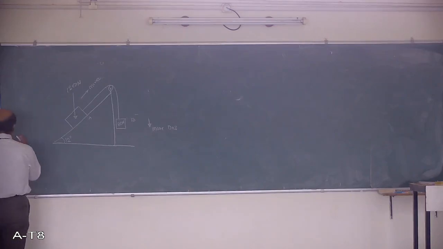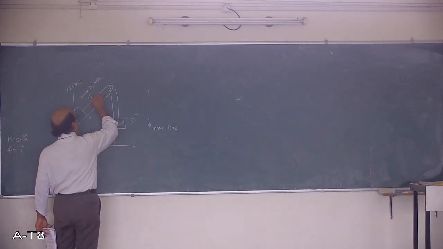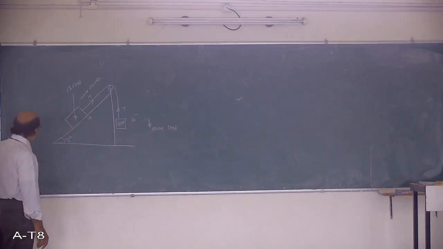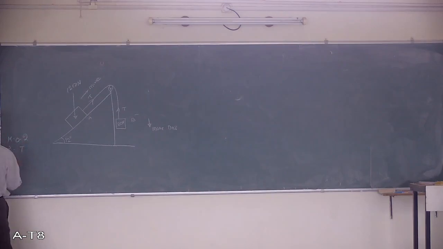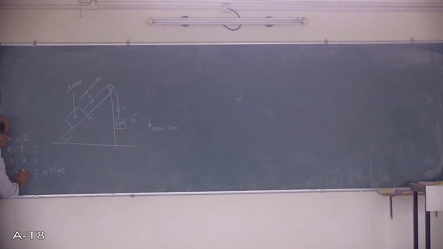They have given the friction between the floor and plane as mu equal to 0.2. First, they have asked you to determine T, the tension in the rope. Second is the acceleration. And third is the distance S. S is the distance, how much it moves in 3 seconds. S or D is used for distance. So in 3 seconds, how much distance does it move?